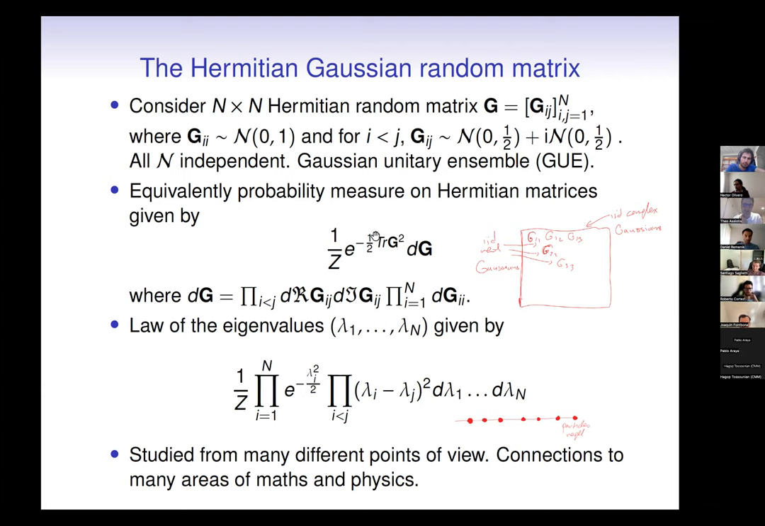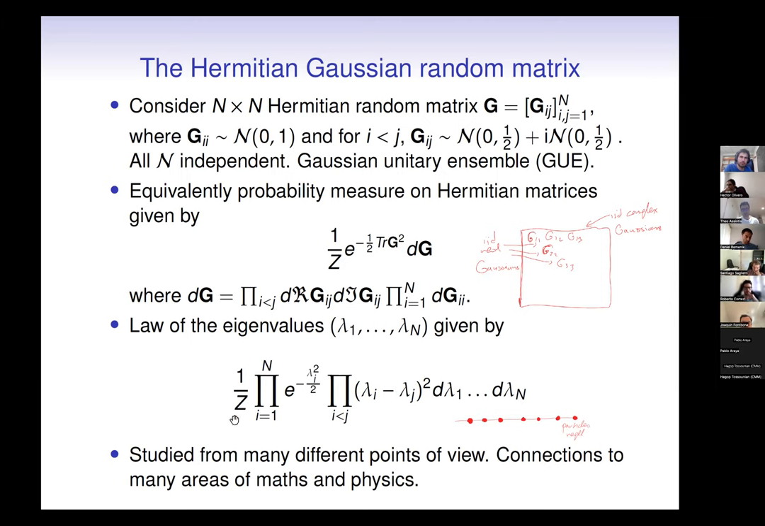There are many things you can study about this random matrix. One of them is the law of the eigenvalues. The eigenvalues are real, so they lie on the real line, and their law is given explicitly by the following probability measure. You have the product of this Gaussian weight, and then an interaction term. If we didn't have this interaction term, we would have just IID Gaussians, but the eigenvalues interact with each other, and they repel. You can see that if eigenvalues get close, this weight becomes very small.